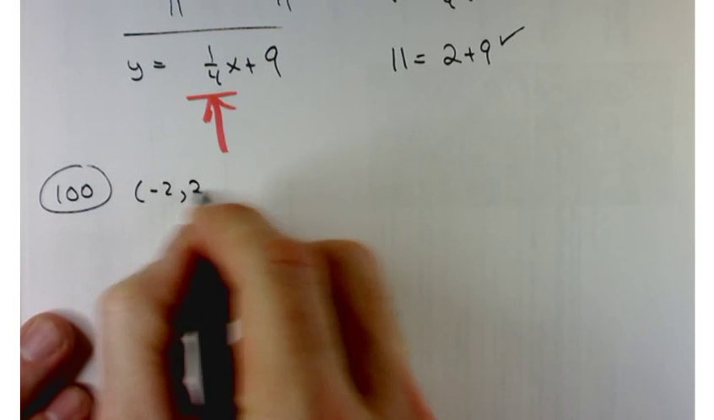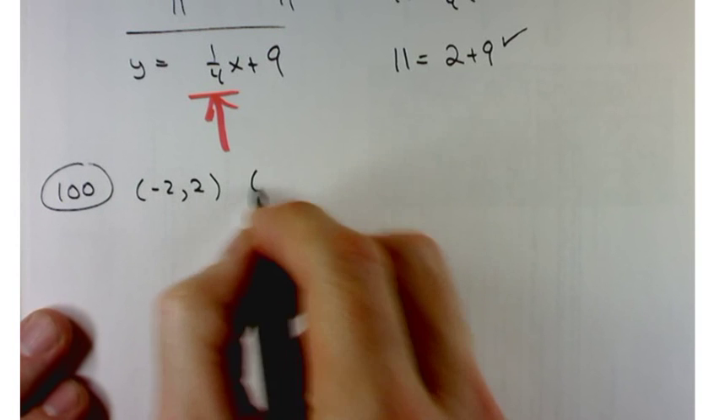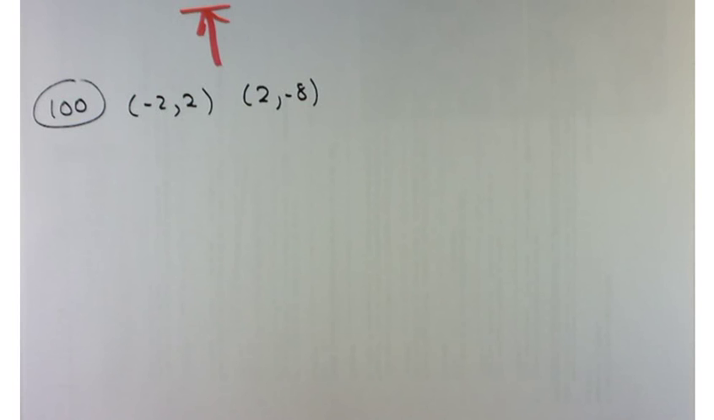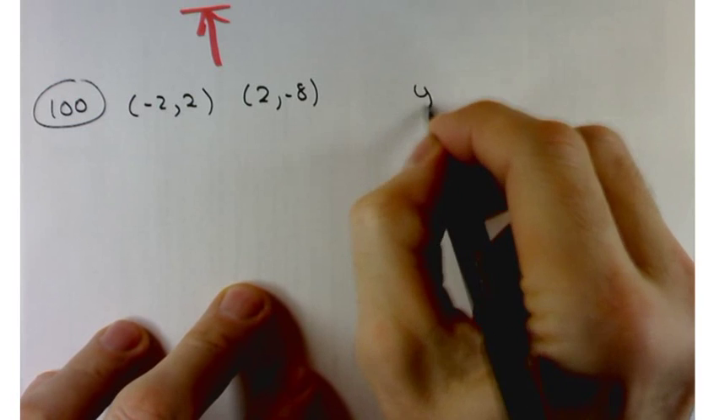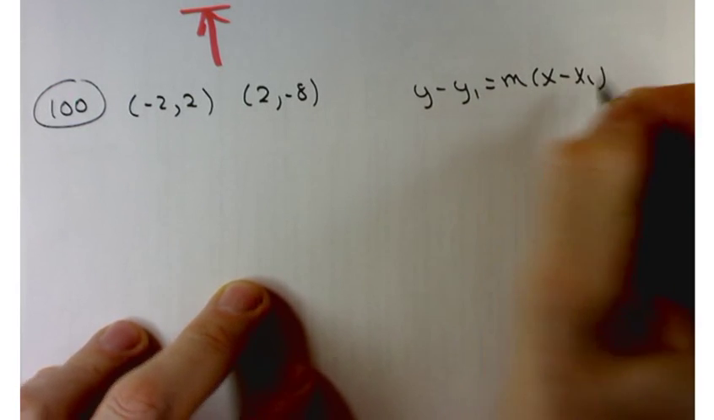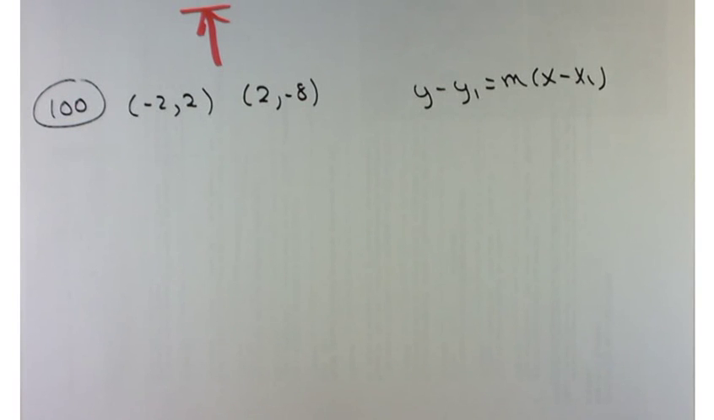Problem number 100 gives you these 2 points. This is a good example of something that I would ask on an exam. This is a prime example where I give you 2 points and say, hey, find the equation of a line. So, if you think back to this formula, y minus y1 equals m times x minus x1, I needed 2 things.